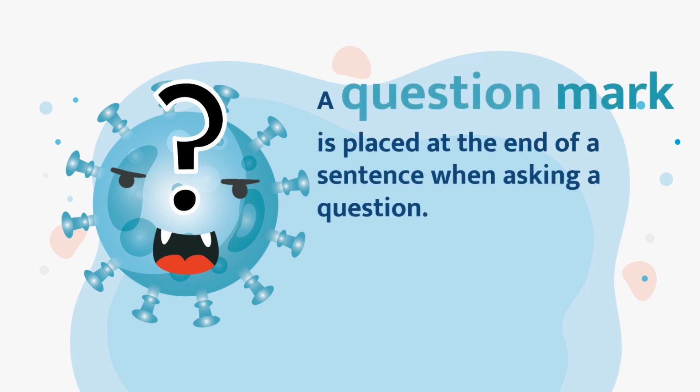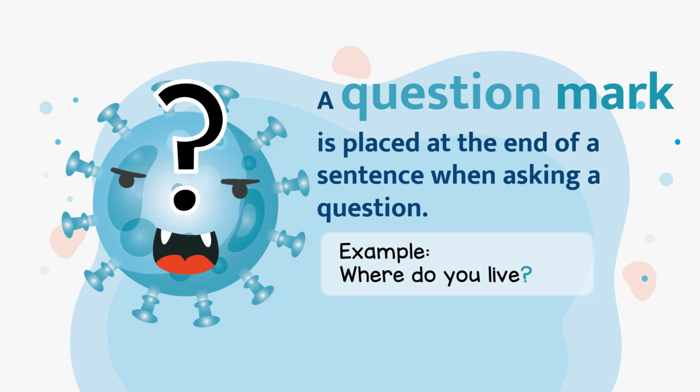Then we have the question mark. So a question mark is placed at the end of the sentence when asking a question. Okay, so example, where do you live? So you put a question mark at the end of the sentence. Okay, so if you use where, why, what, how, so the WH questions, you have to make sure at the end of the sentence you put a question mark.